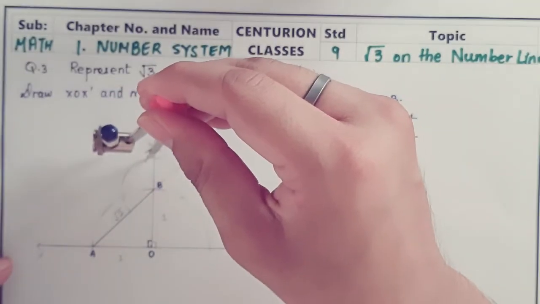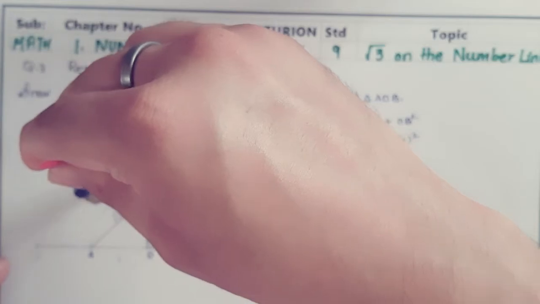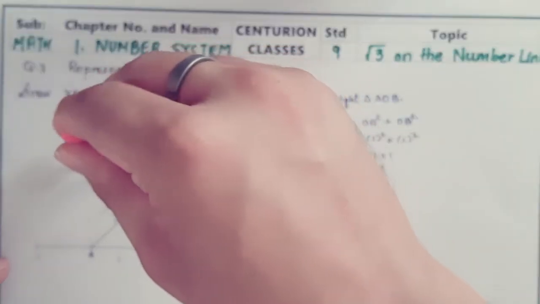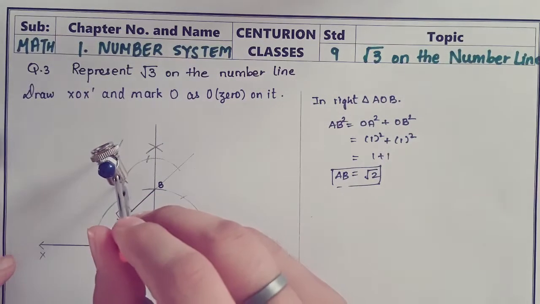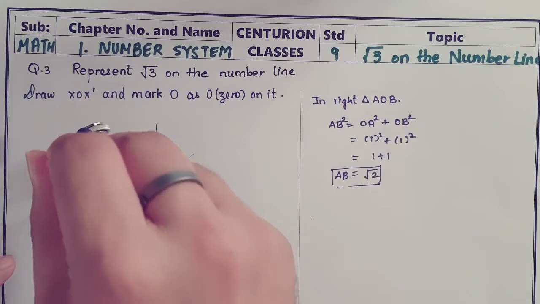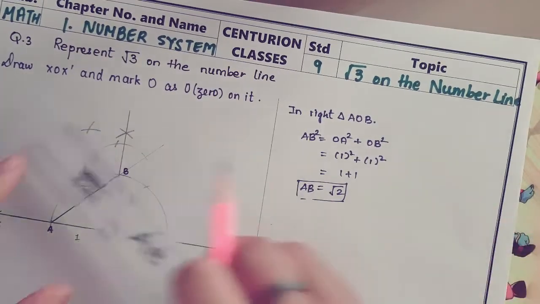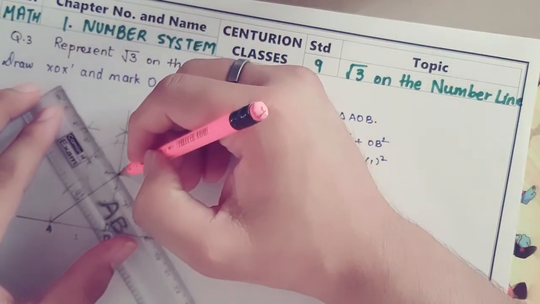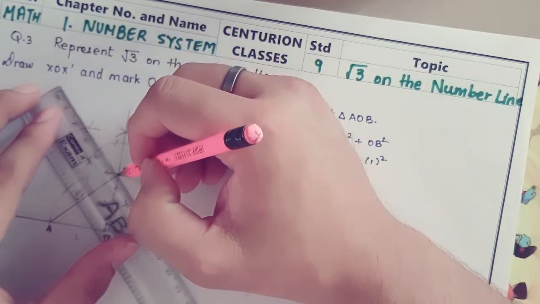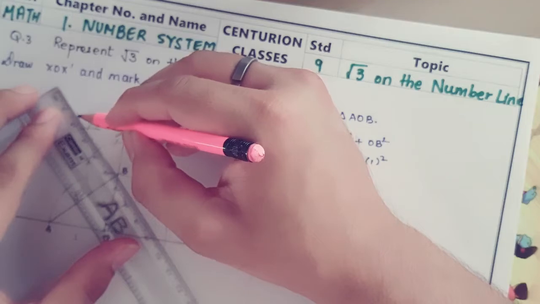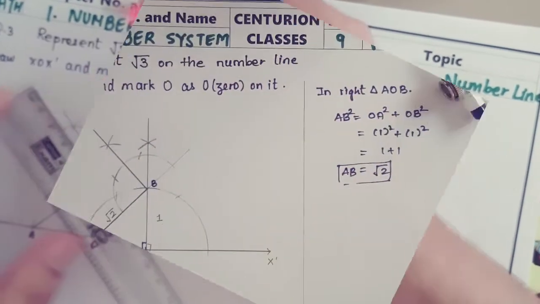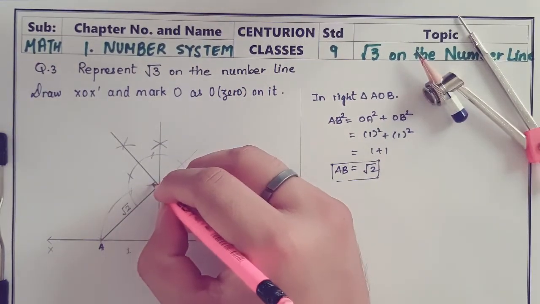This is 60, this is again 60, half of this will be 30. So we have created 90 degree over here.